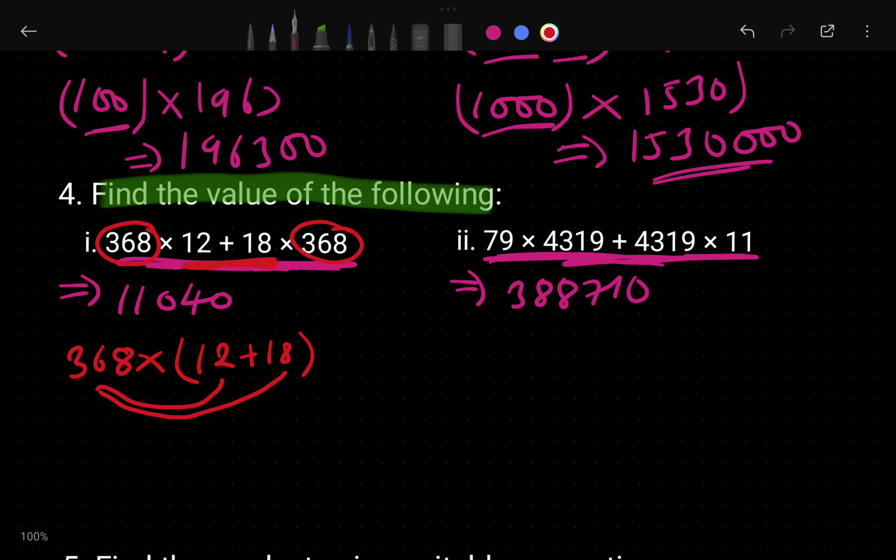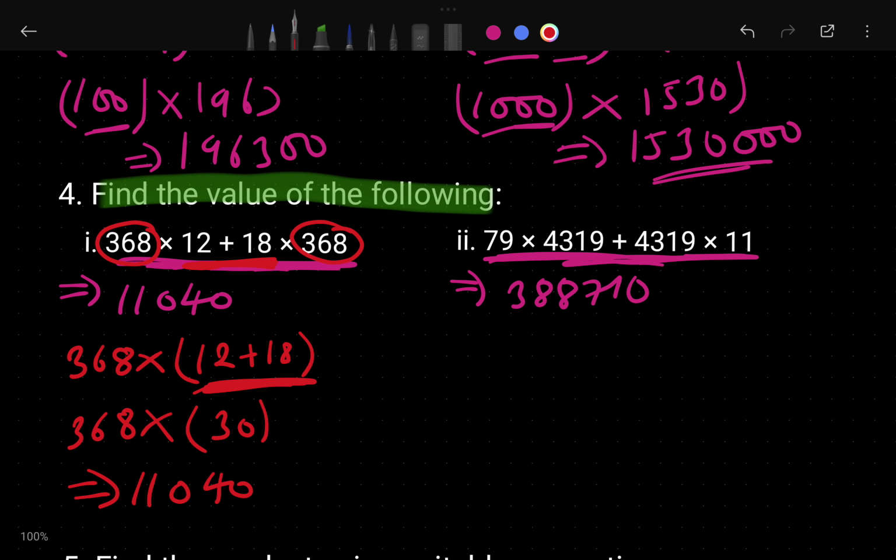So when I multiply 368, I'm not going to do it like that. I will add this one here: 368 cross, first I add the bracket, so it is going to be 30. Now I can directly multiply. If I multiply, the answer is 11,040. I hope you understand.